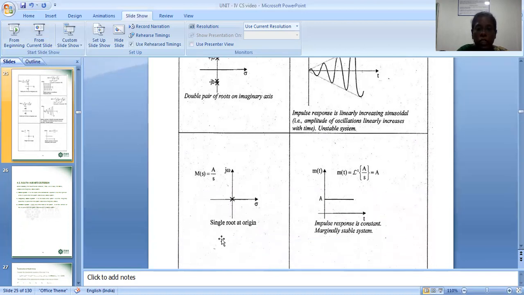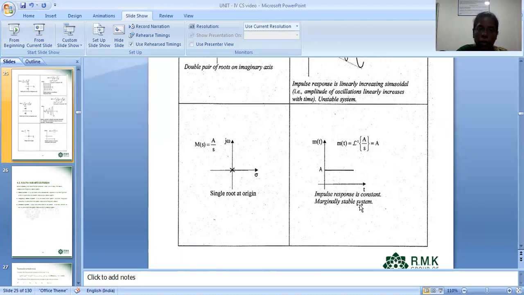And here, if I have only one root lying at the origin, then my system's impulse response is a constant. The impulse response is constant, but at any point of time it can be increasing or decreasing based on the movement of the root to the LHS or the RHS. So therefore, we will say this is a marginally stable system.